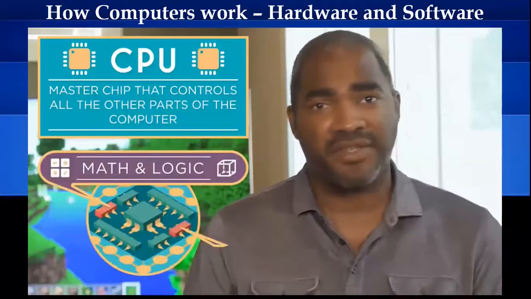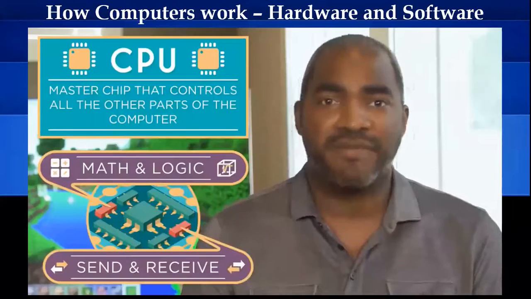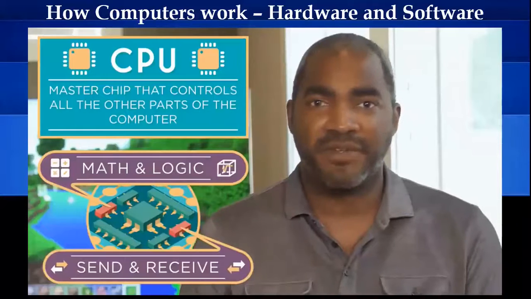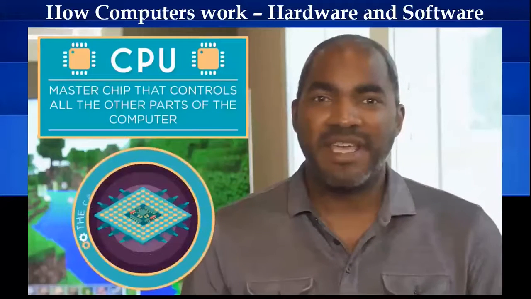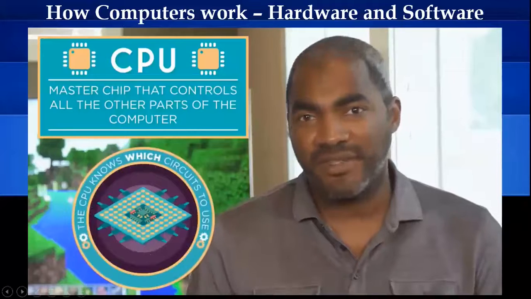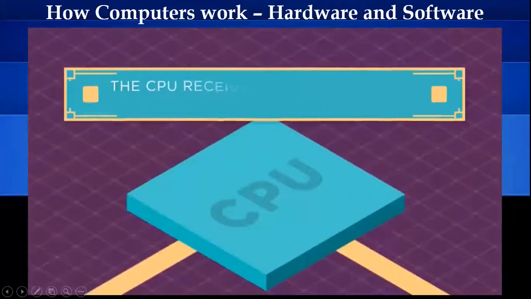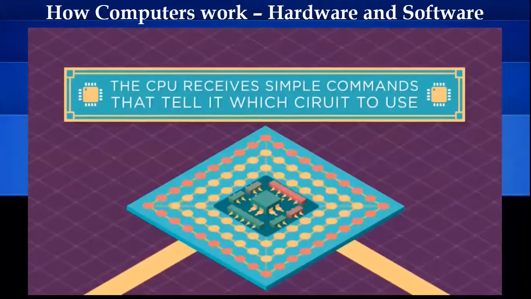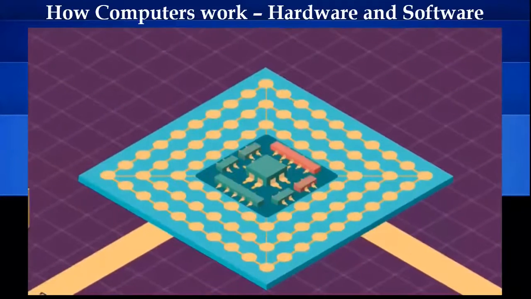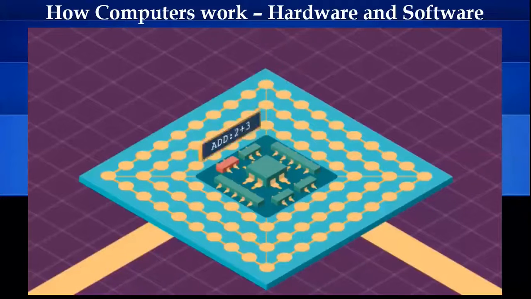It has other circuits to send and receive information to and from different parts of the computer. The real magic of the CPU is how it knows which circuits to use and when to use them. The CPU receives simple commands that tell it which circuit to use to do a specific job. For example, an add command tells the CPU to use its adder circuit to calculate a new number.